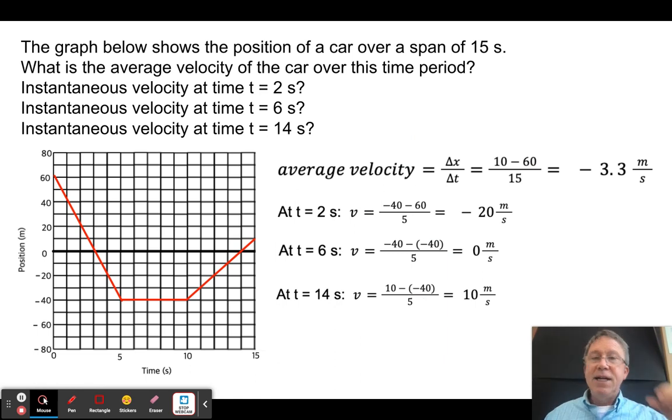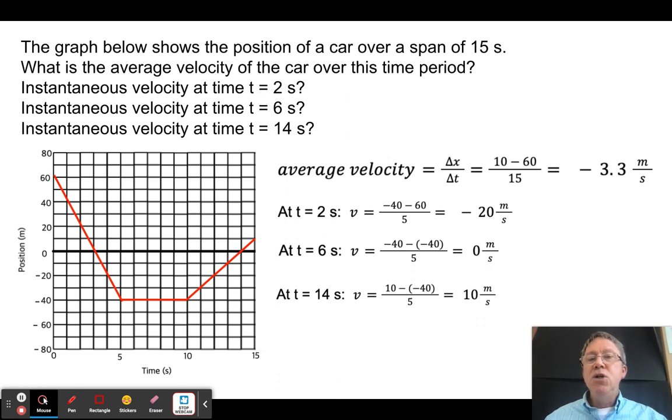I have a graph here. In this case, the object starts here at 60 meters. It goes to negative 40, and it ends up here at positive 10. So what I want to know is four things. I want to know the average velocity over the 15-second time interval, and the instantaneous velocity at times 2 seconds, 6 seconds, and 14 seconds.